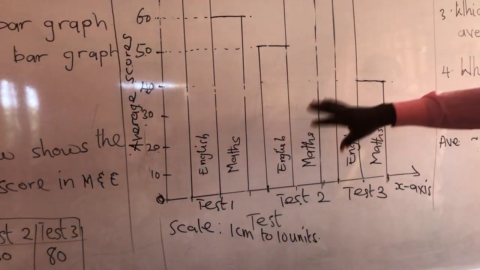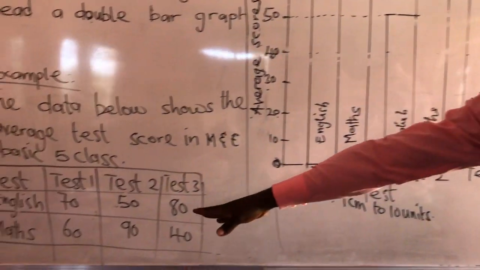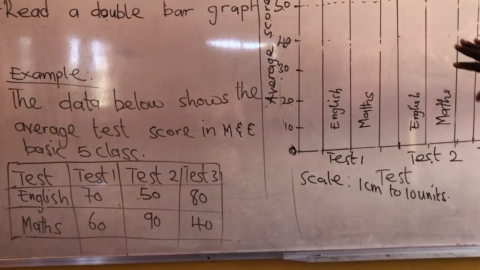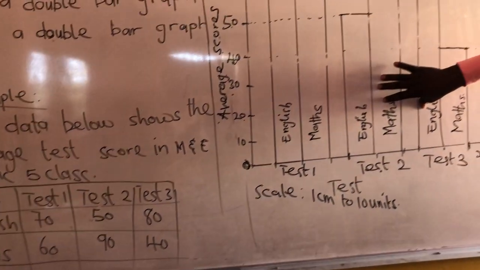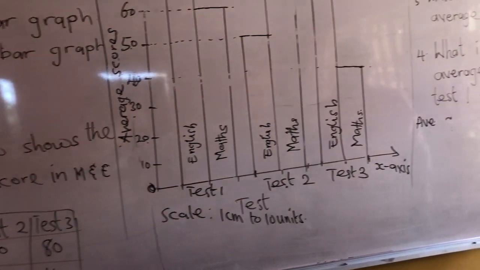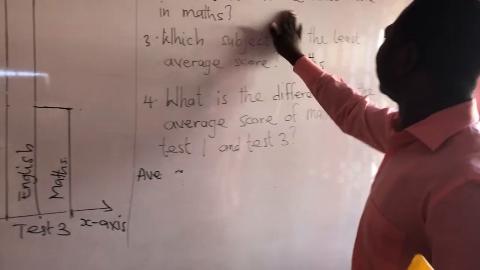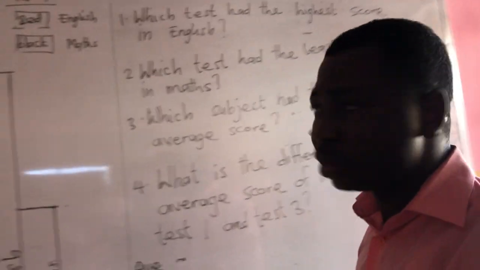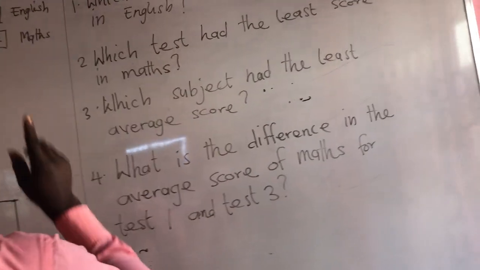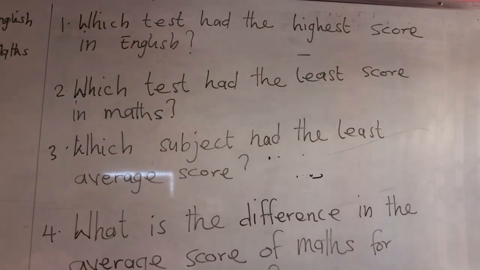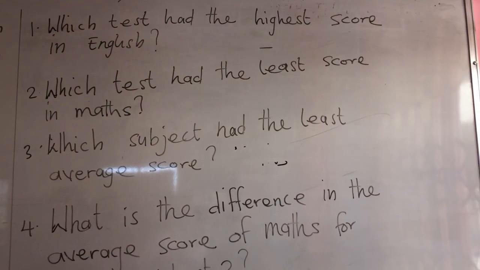Now we have this information there. We have used the information to draw a bar graph, and this is a double bar graph. We are going to read this information to answer the following questions given to us. First question: which test had the highest score in English language?